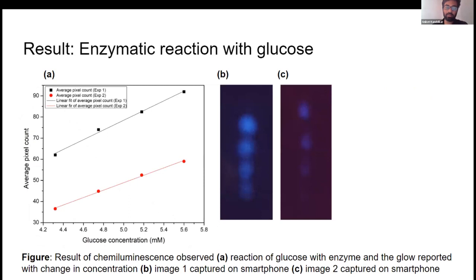On the right, you can see there are 2 images. The faint dot below is the lower concentration of glucose. Here the glucose has reacted with enzymes, and after the reaction the enzyme has produced hydrogen peroxide. This hydrogen peroxide reacted with luminol, which created a blue colored luminescence, and as we can see there is increasing glow. So low glow means low glucose concentration, and high glow means high glucose concentration.